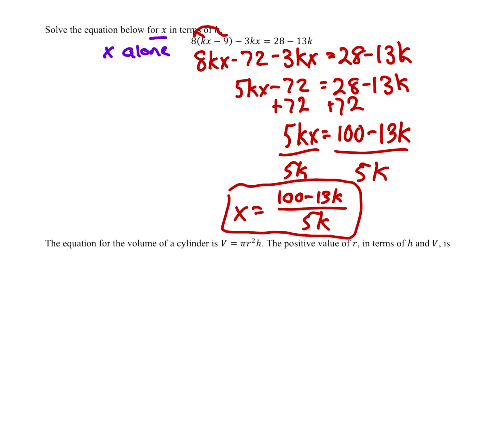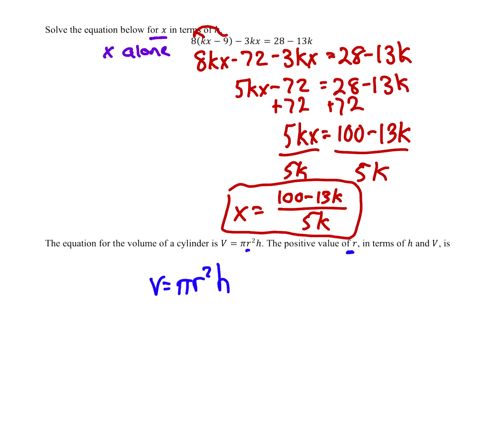And the equation for the volume of a cylinder is V equals pi r squared h. The positive value of r in terms of h and V is, so we want to solve for r here. That's what we're getting by itself. So I'm going to rewrite the equation. V equals pi r squared h. What's happening to r here? It's getting multiplied by pi and h.